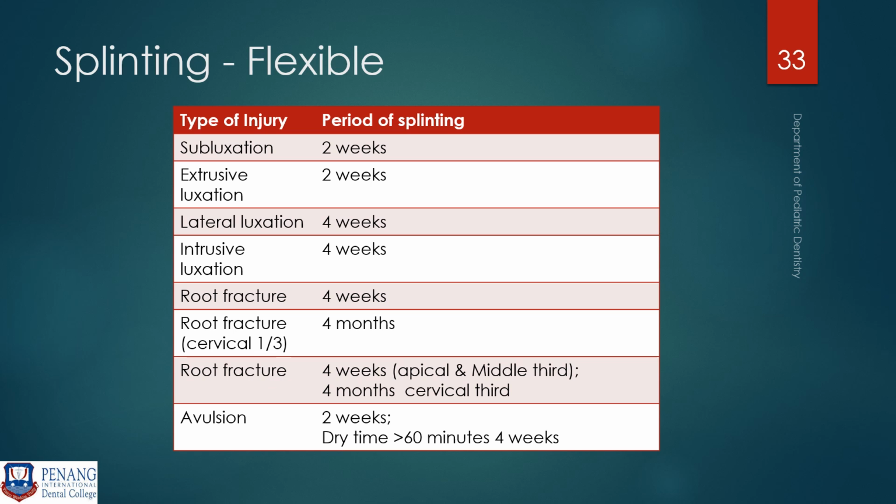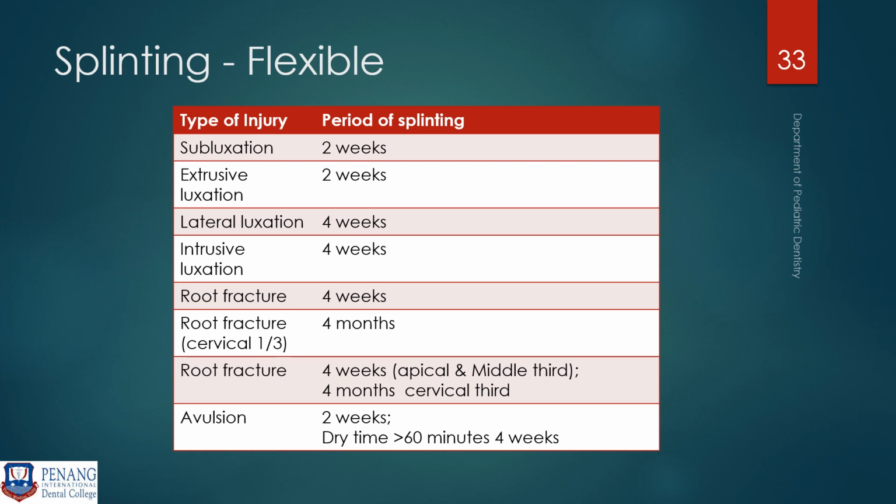For subluxation, you have to go for 2 weeks. For extrusive luxation injuries, you have to go for splinting of 2 weeks. When we say 2 weeks, it is because the periodontal ligament will take 14 days to regenerate. The research shows the periodontal ligaments will regenerate in 14 days, so 2 weeks. That is the time when you have to remove the splint and see if the tooth has regained its firmness or is still mobile.